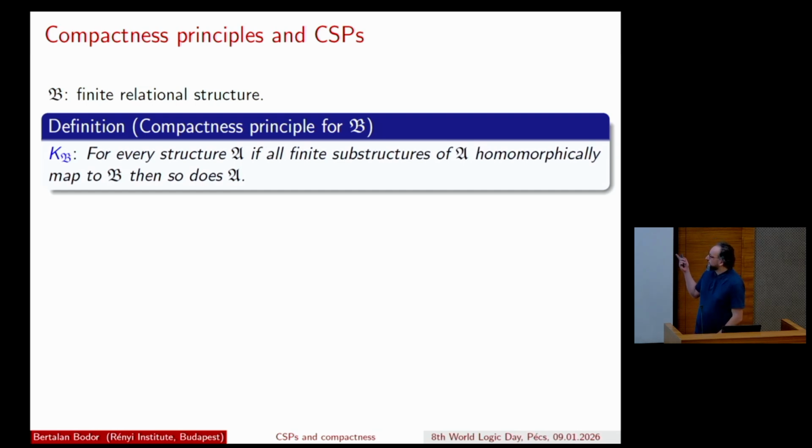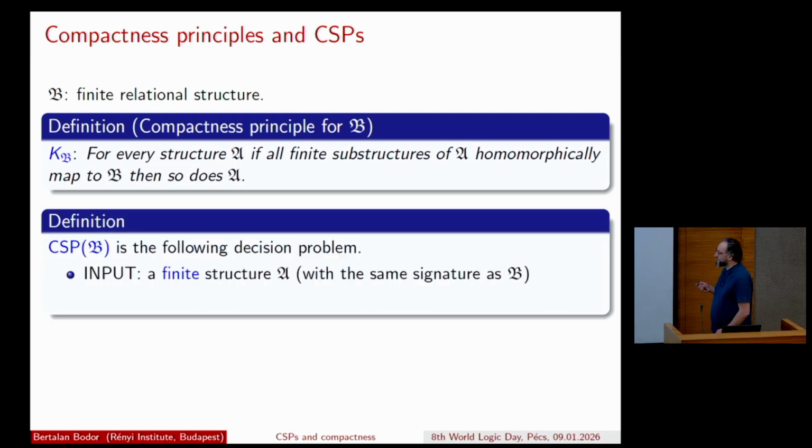Okay, so first of all, there is this compactness principle for a structure B. I denote it by K sub B. It says that for every structure A, which is secretly assumed to have the same signature as B, if all finite substructures of A homomorphically map to B, then the whole structure A does as well. Right? So this is a statement that could be true or false in a universe.